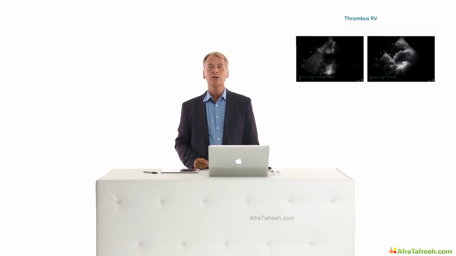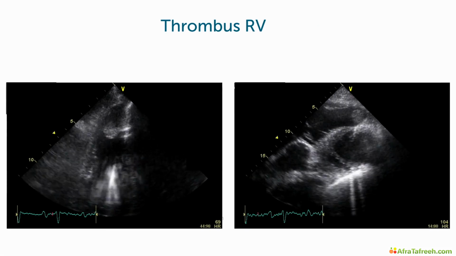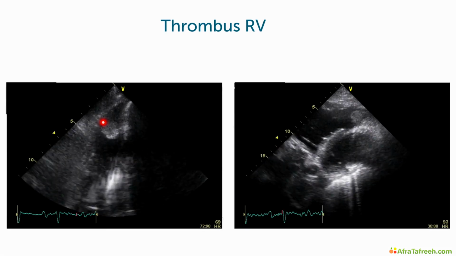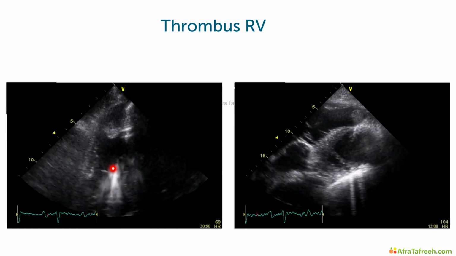Next on our list is the thrombus in the right ventricle, which you will rarely see. I'll show you some of the few examples that I have in my database. Here is a patient where you can see a thrombus right here in the right ventricle. He also has a pacemaker. Those are the artifacts here.